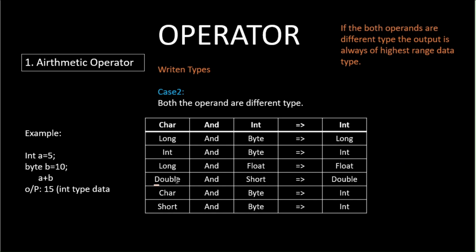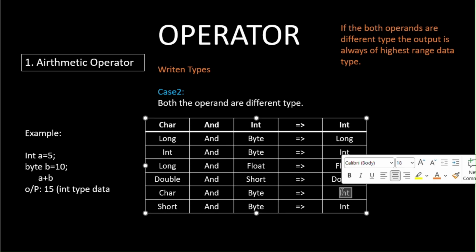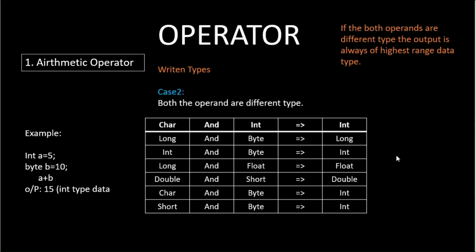Also here we have double and short. Then what will we get? Double type data, because the size of double is larger than short. Then we have char and byte. We will get int type data. Why? Because char always stores Unicode values, which are int type data. That's why we will get int type data here. And also we have short and byte, we will get short type data.